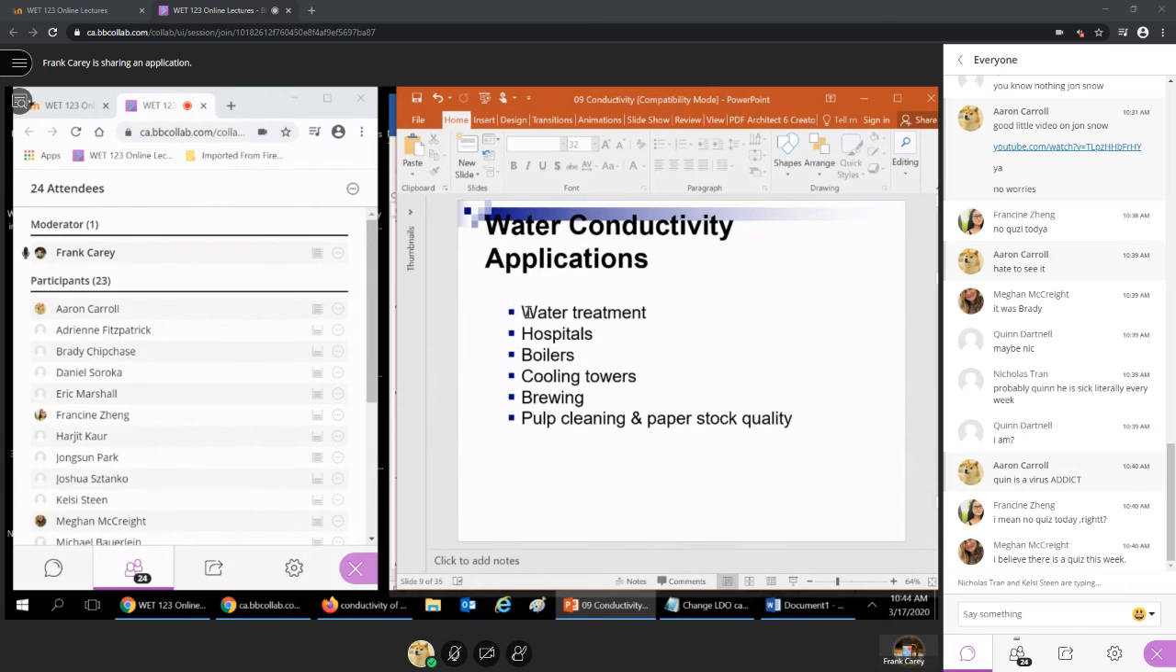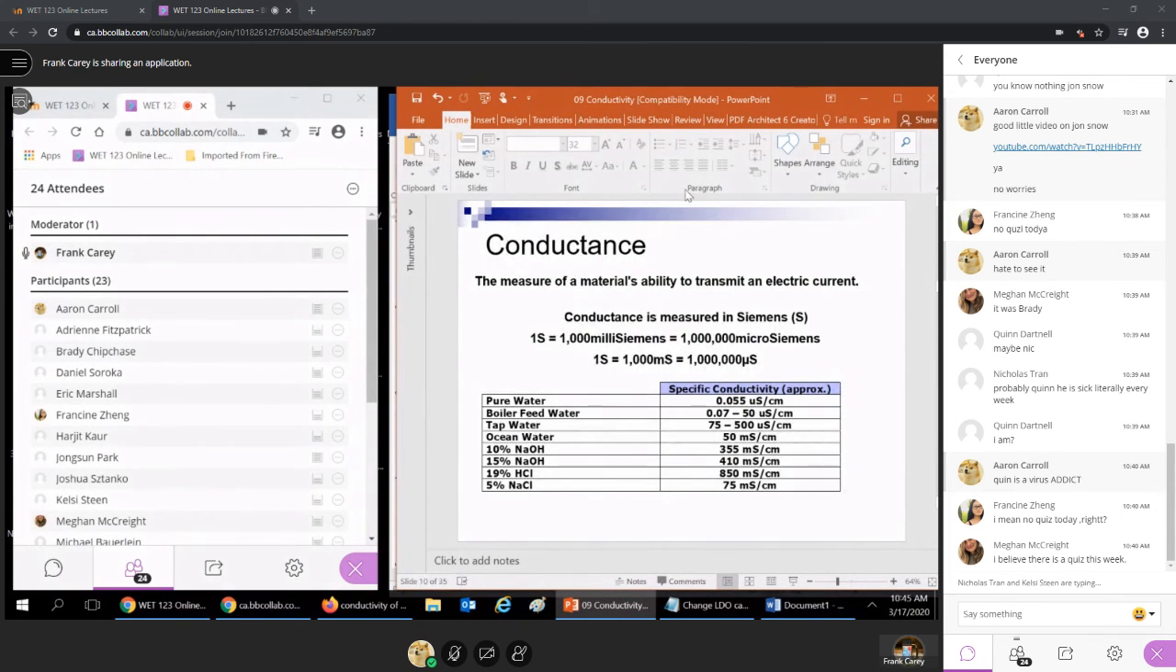So for all these, you have to make sure that the water is pure. And so conductivity is, like I said, a cheap, easy way to test the purity of water. You can see the conductivity approximately. Obviously, you don't need to know this. Just know that pure water is not conductive.